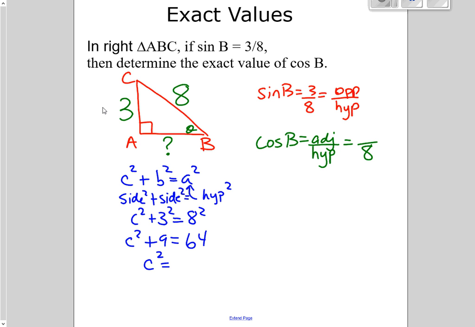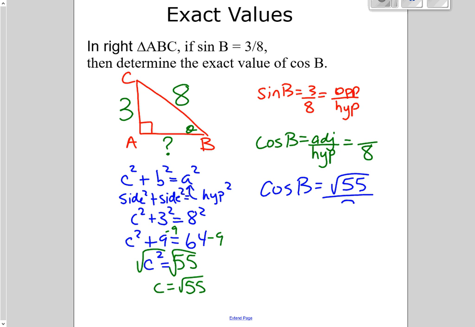C squared is going to equal, I'm going to subtract 9 from each side. That gives me 55, and the square root, and I'm just going to leave it as the square root of 55 because we are looking for an exact value. So I don't want a decimal place, but I can't find the square root of 55. It doesn't work out nicely, so I'll just leave it like that, which means that cos B must be that adjacent side, which is square root of 55 over 8. Okay, so that was just kind of remembering Pythagorean theorem a little bit in order to help us find that missing side, and then just writing out our primary trig ratio.